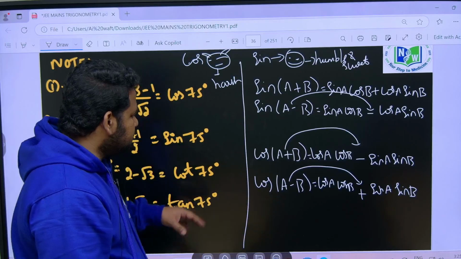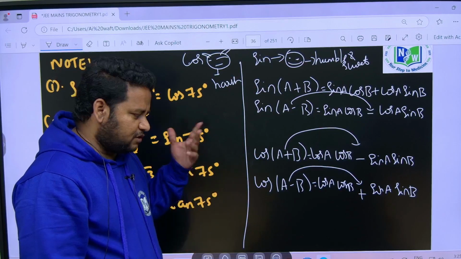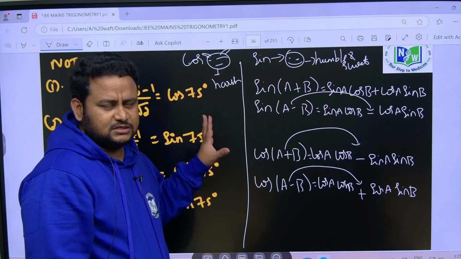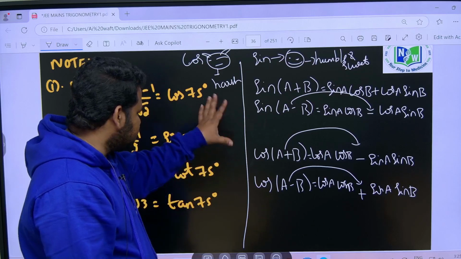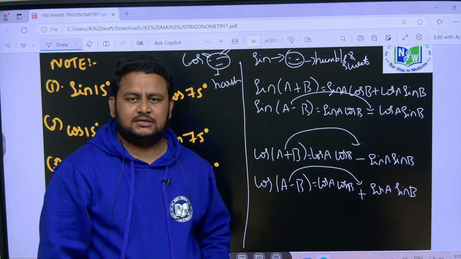Alright friends, so this is how you remember the formula. How to remember the tan formula and the cot formula, I will tell you in the next class, and based on these compound angles, we will be solving the questions in the next session, friends.